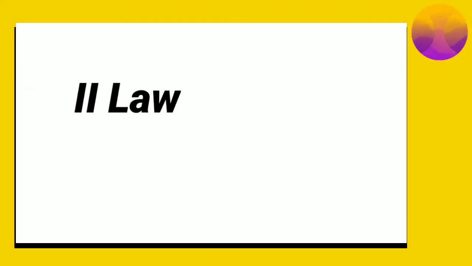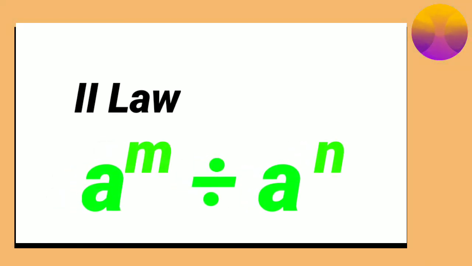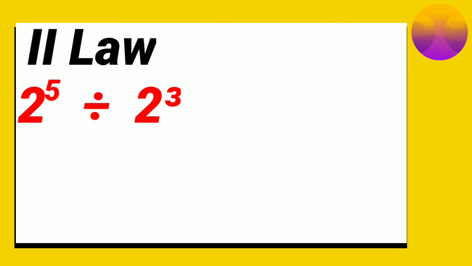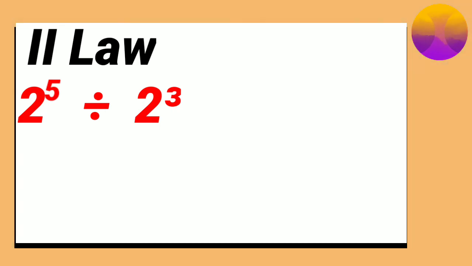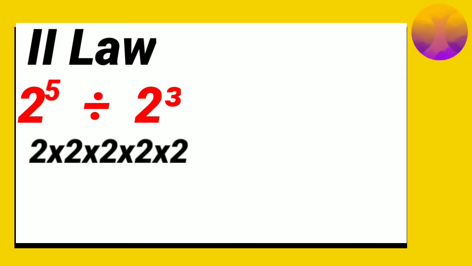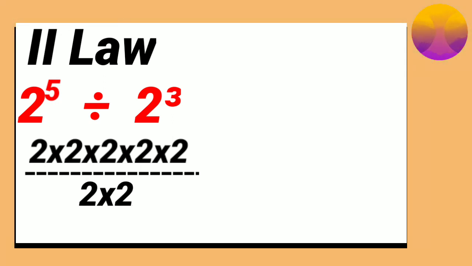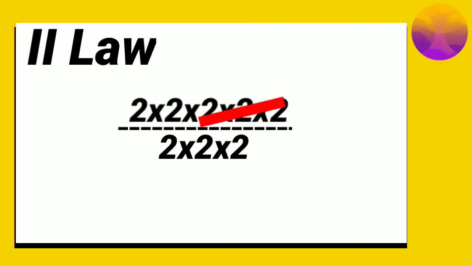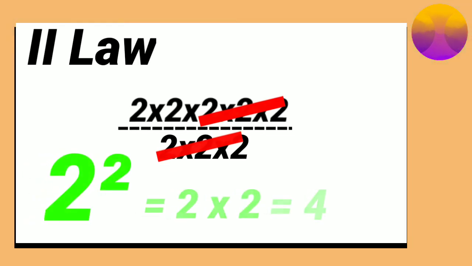Now the second law of index is a raised to m divided by a raised to n. Let us explain with the help of an example. 2 raised to 5 divided by 2 raised to 3. So 2 raised to 5 means 2 has to be multiplied 5 times, that is 2 into 2 into 2 into 2 into 2. Now we have to divide this 2 raised to 5 by 2 cube. That means 2 into 2 into 2. Now from the numerator and the denominator, 3 2's are getting cancelled. So the answer is 2 square, and 2 square is nothing but 2 into 2, which is equal to 4.